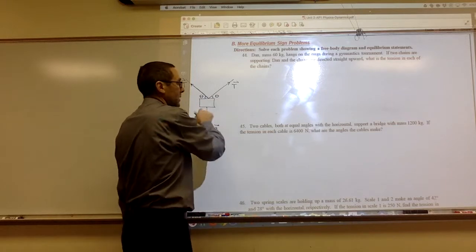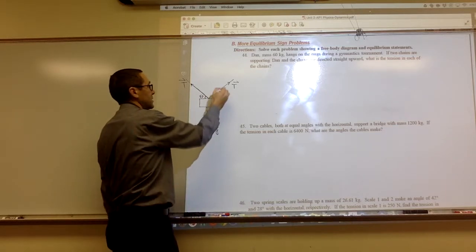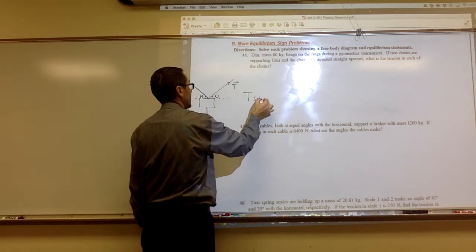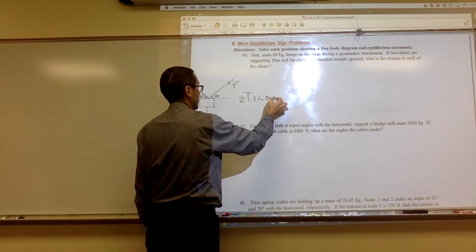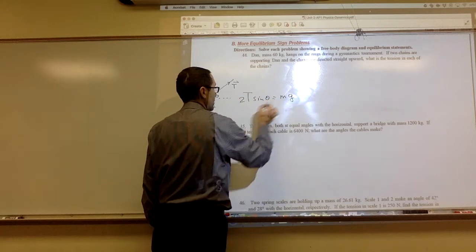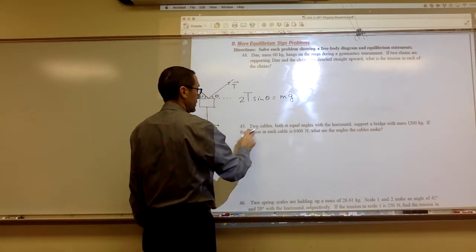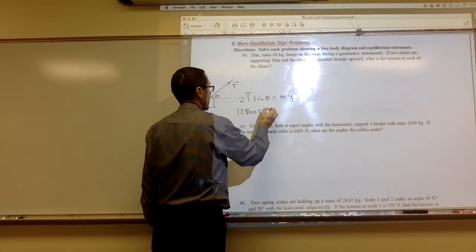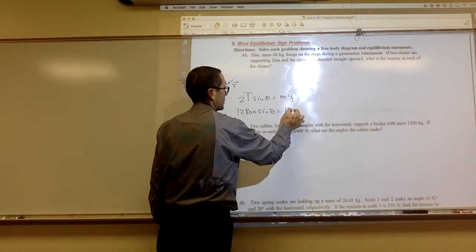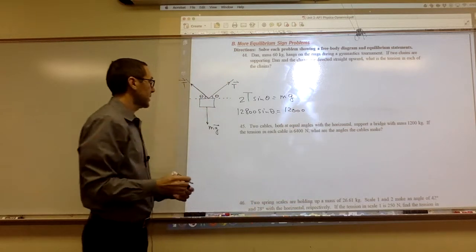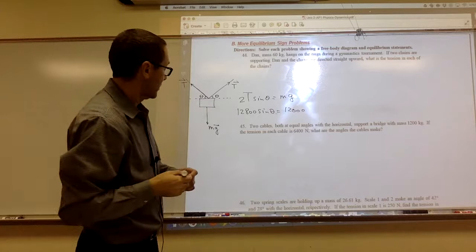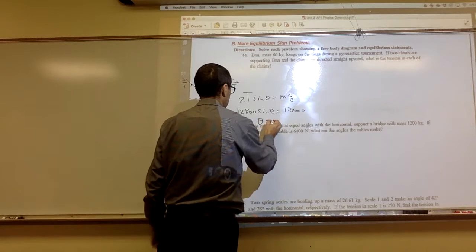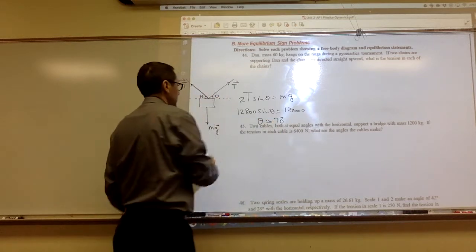So you can see that right and left, that's not going to do me any good because it's going to be T cosine theta equals T cosine theta. So if I do it up, it's T sine theta plus another T sine theta equals the mg. The tension is 6,400, so this is 12,800 sine of theta equals 1,200 times 10, which is 12,000. And if you solve for theta, you have to do the inverse sine eventually. You should get about 70 degrees, 69 and change, so about 70 degrees with the horizontal.